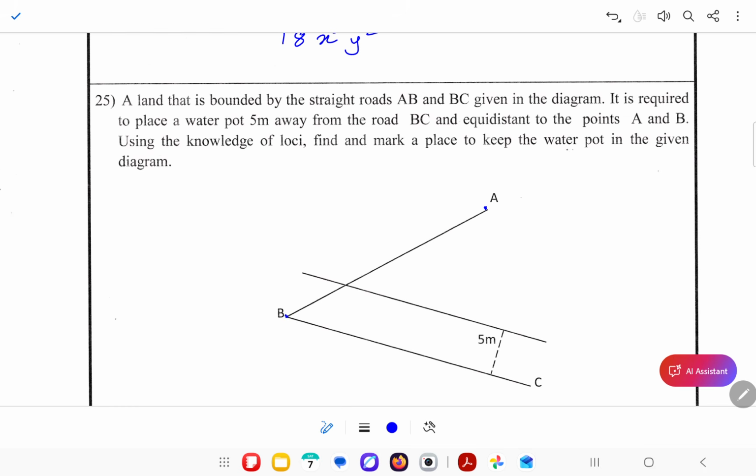So the point has to be equidistant to A and B. So what is equidistant to A and B? Draw the perpendicular bisector line to AB. Along that straight line, your point should be marked. So this is where it should be. It should be 5 meters from BC also. So there's the point. It should be along the perpendicular bisector of the AB line. Then it's equidistant from A and B and 5 meters from the BC line. So this is the point.